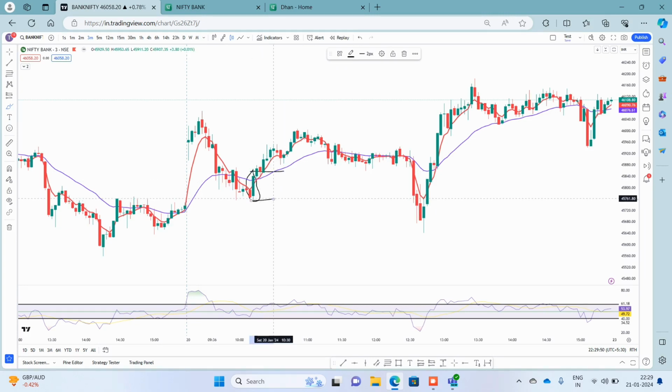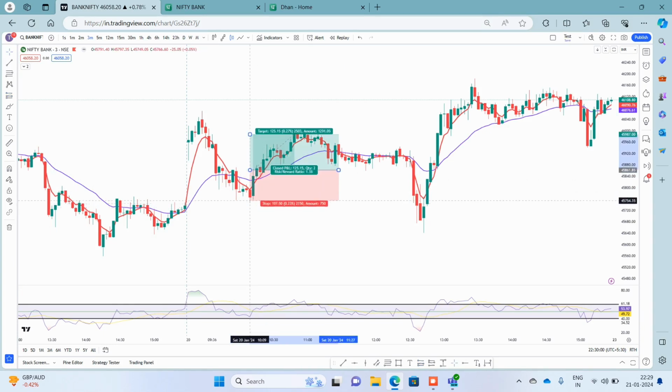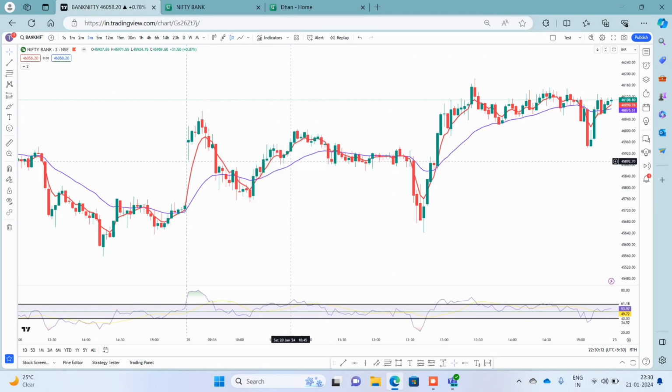This will be your SL. Minimum you will get 1:2 on this entry, but at 1:1 you will be booking your profit. Let's assume this is our entry, this is our stop loss, and here you got close to 140 points on this trade. In the same way, we got two trades here. And what is the other trade we got here?